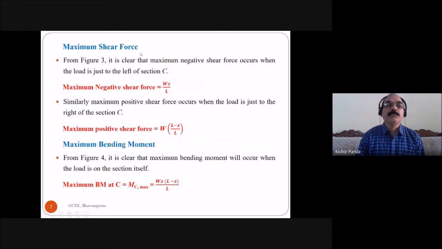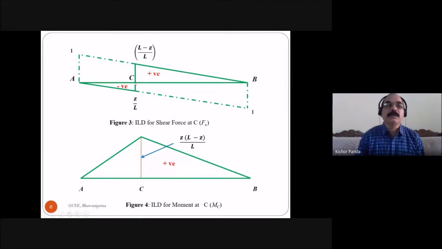what is the maximum shear force? From figure 3, it is clear that the maximum negative shear force occurs when the load is just to the left of section C. This is the point C. So just left of section C, you will get the maximum negative shear force. And just right of section C, you will get the maximum positive shear force. This is the maximum positive shear force, L minus Z by L, and this is the maximum negative shear force, Z by L. This occurs just left of section C, and that occurs just right of section C.